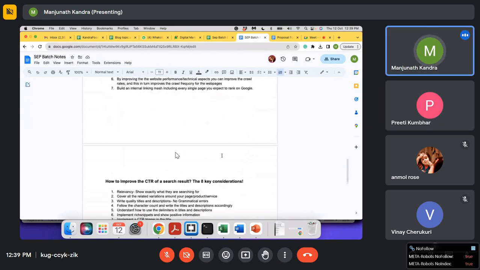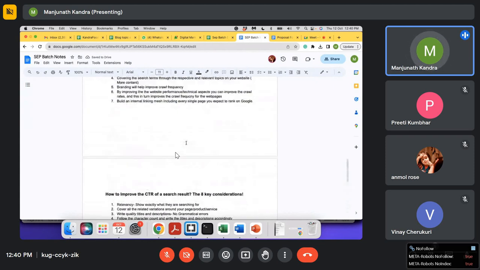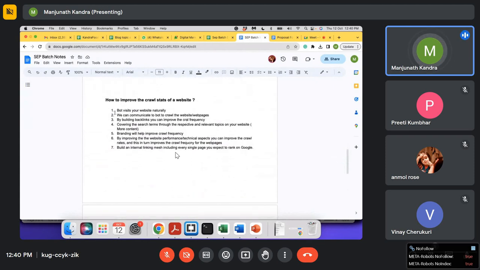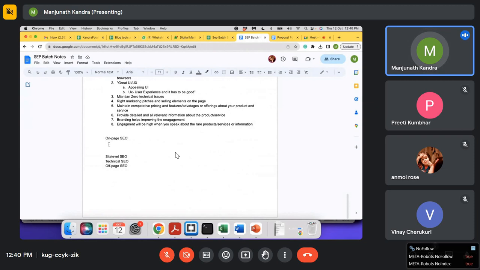Implementing this practically. Okay. To improve these three things, you have to take care of certain things called on-page SEO, site-level SEO, technical SEO, and off-page SEO. These are the different types of SEO which you have to master or implement in order to meet these objectives, right? We have discussed so many things to improve the crawl frequency. The various implementations that you do here will help improve your crawl frequency, CTR, or engagement, or all of them. Correct?